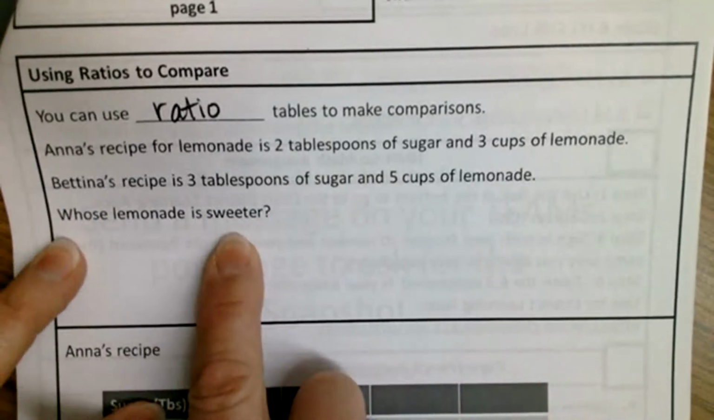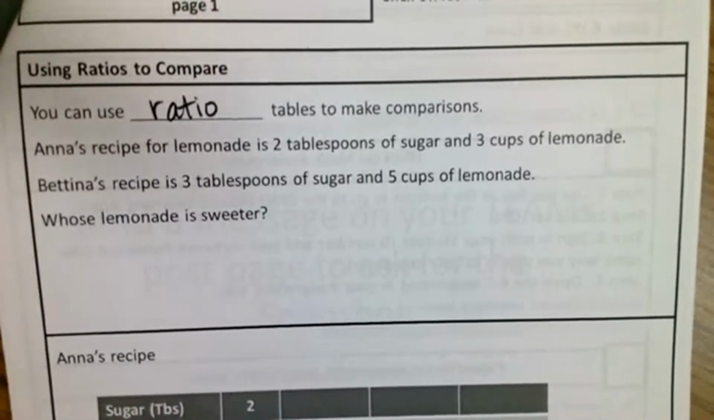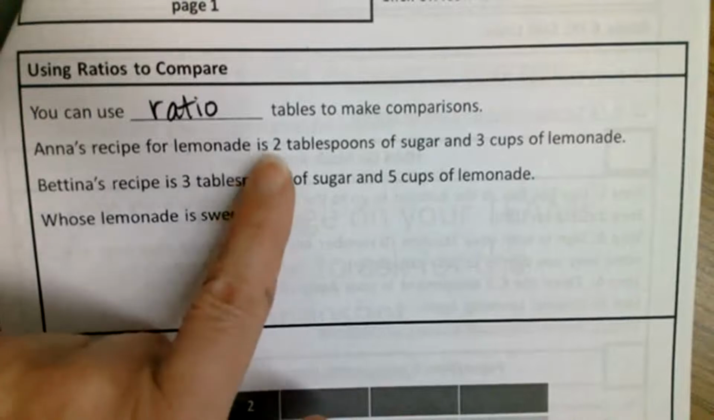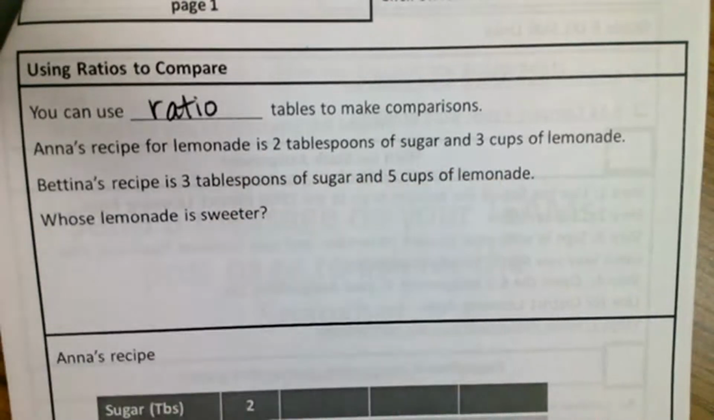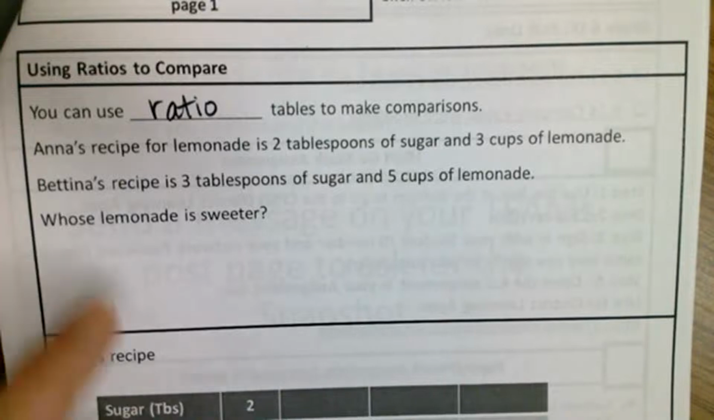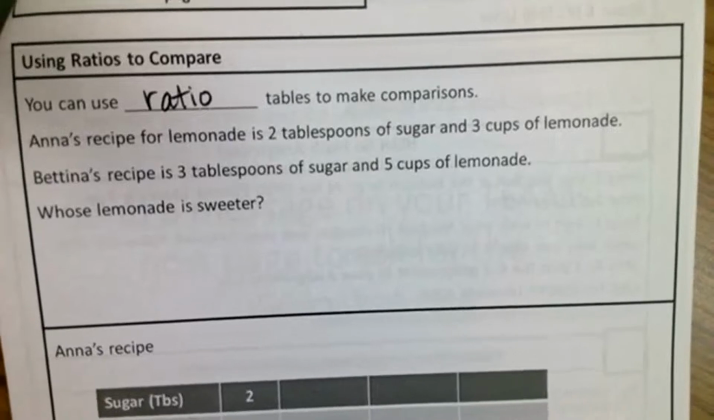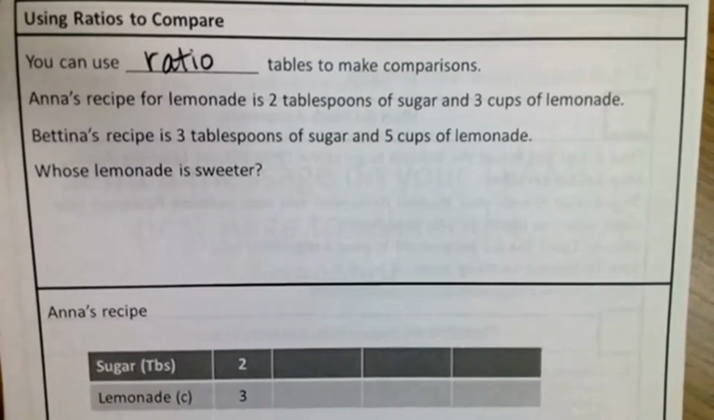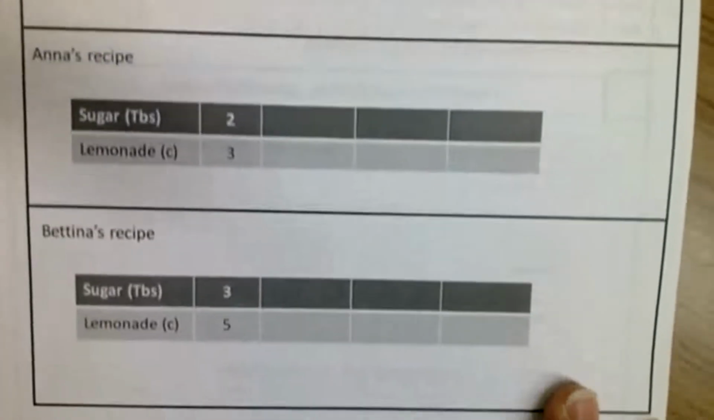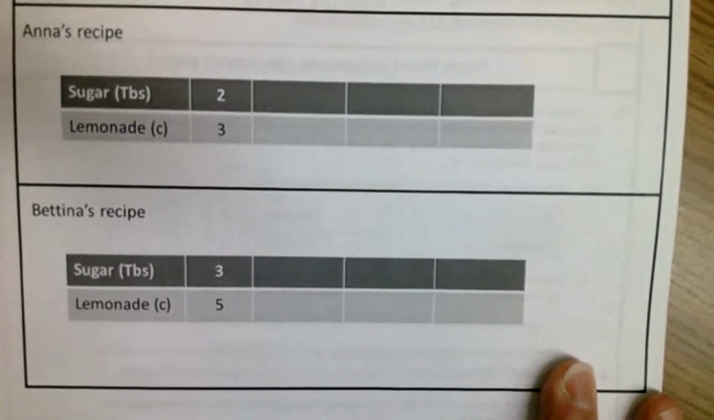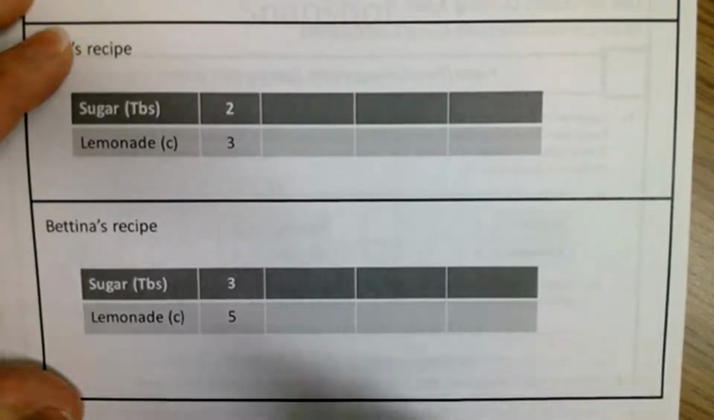Whose lemonade is sweeter? Well, what we have here is 2 different ratios, but it's hard to know when we have a ratio of 2 to 3 if it's sweeter or not than a ratio of 3 to 5. Okay, so we're going to make ratio tables to make a comparison to figure out whose lemonade is more sweet. Okay, so here we have 2 tables. We're going to make Anna's and we're going to make Bettina's.